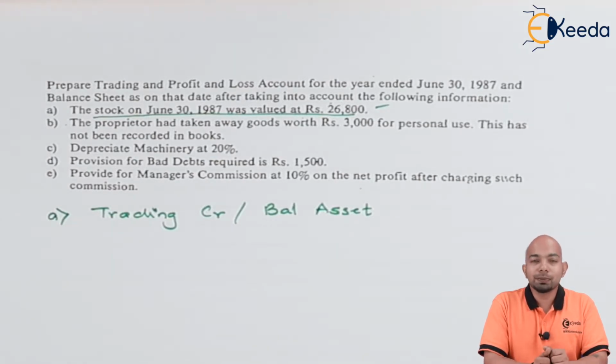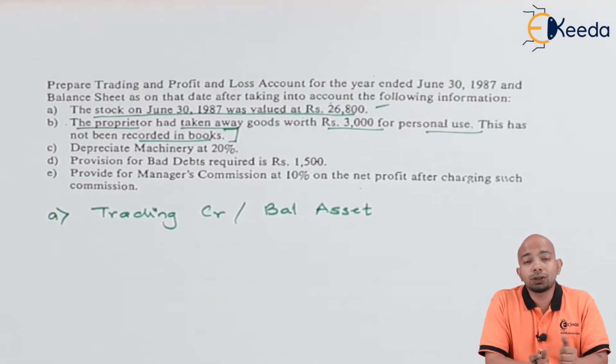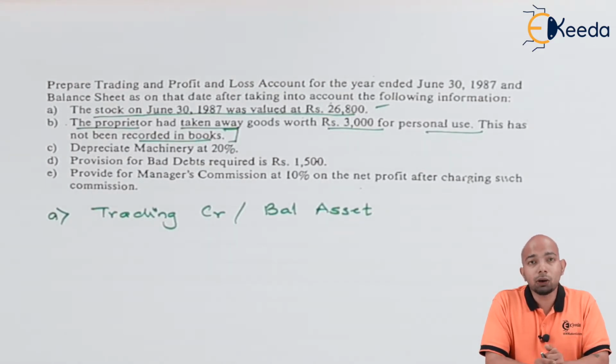And once these adjustments are further dealt with, we can go ahead and see what is the net amount that is being transferred to the outer column. So first adjustment, two effects. First, trading account credit side. Second, balance sheet asset side. The proprietor had taken away goods worth rupees 3,000. This was not recorded in the books of account. Now, this adjustment refers to drawings. Hence, this will also have two necessary adjustments. First, that it was not recorded, we have to record it.